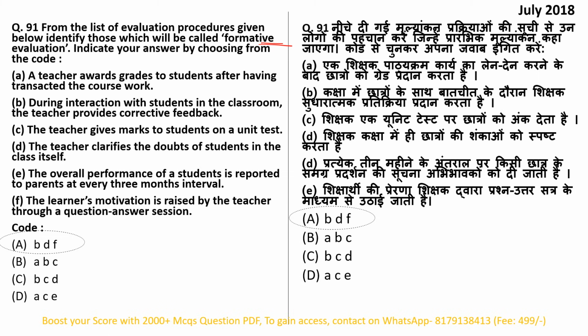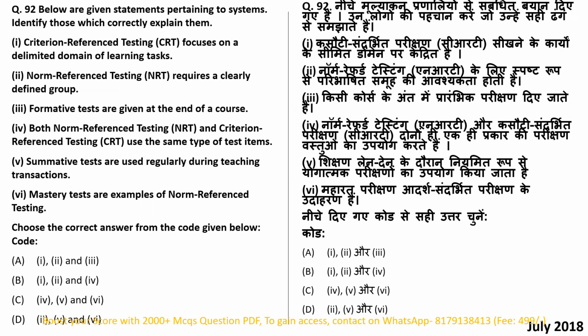So B is what? During interaction with students in the classroom, teacher provides corrective feedback. For example, the student pronounced something wrong, the teacher will correct. That is formative. Okay, the teacher clarifies the doubts of the students in the class. Yes, and learners motivation is raised by the teacher through a question answer session. So B, D and F is right.